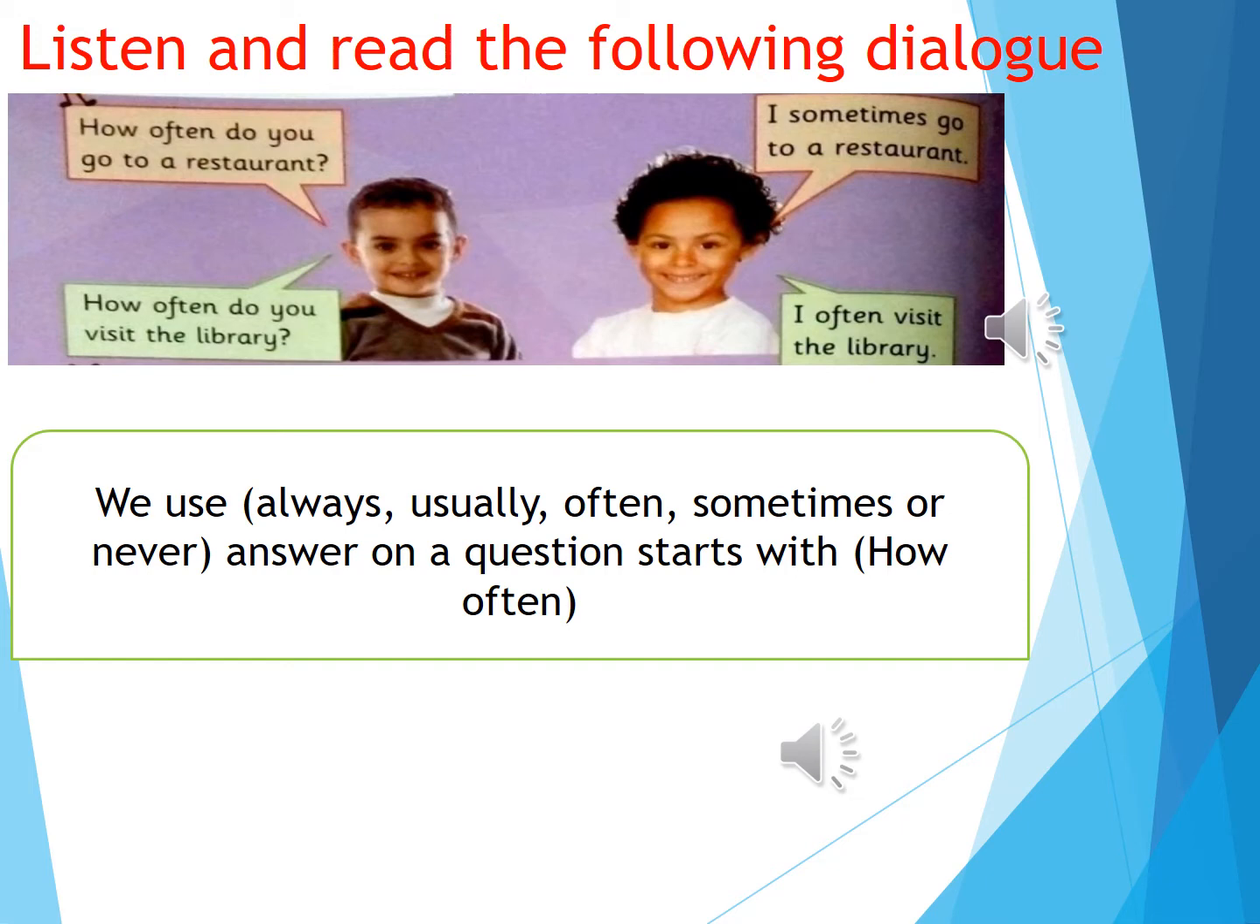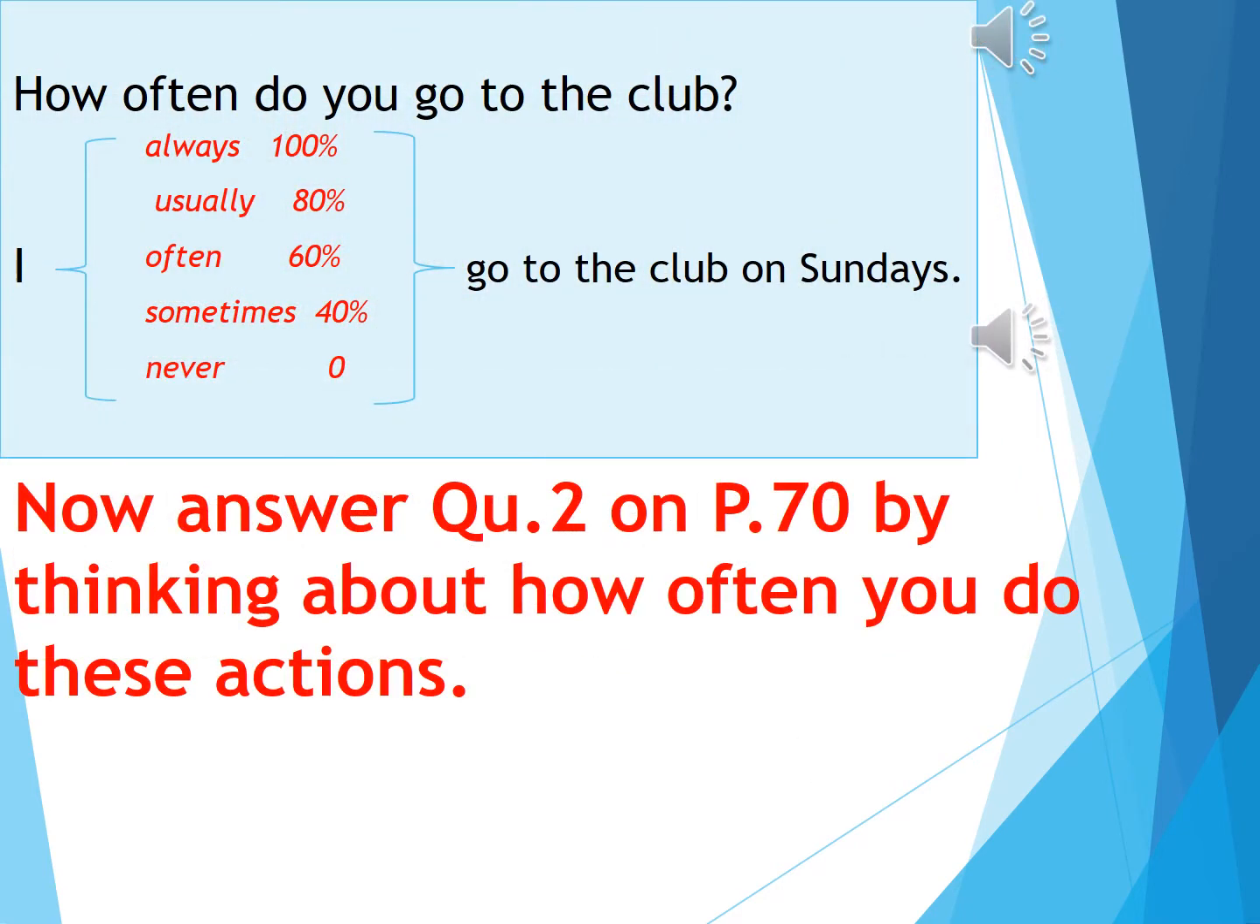And when we want to answer to show the number of times, we can use adverbs like always, usually, often, sometimes, or never. Always. Usually. Often. Sometimes. Never. And now, what is the difference between them?